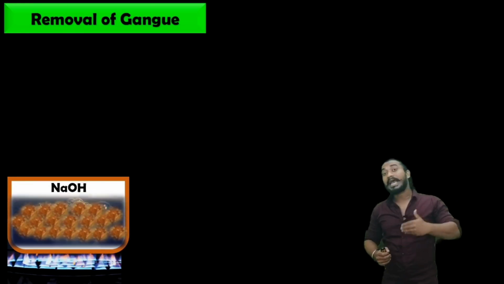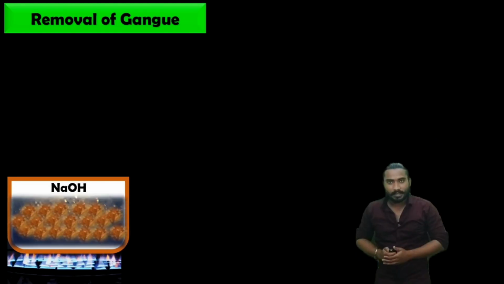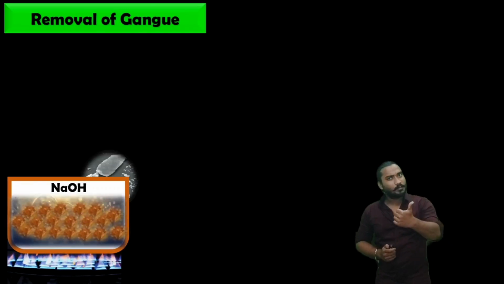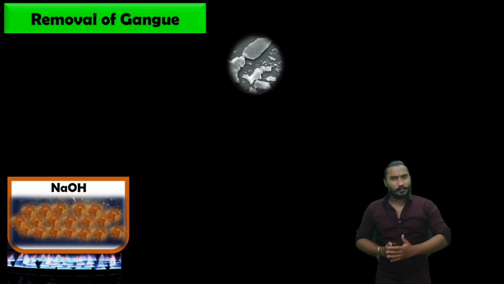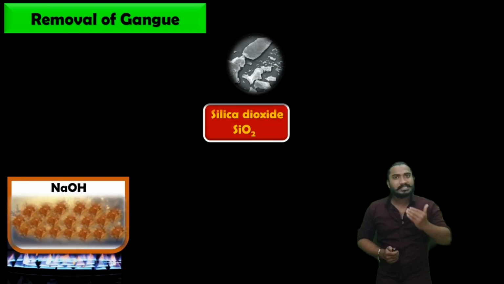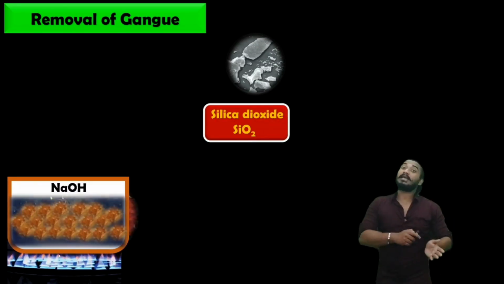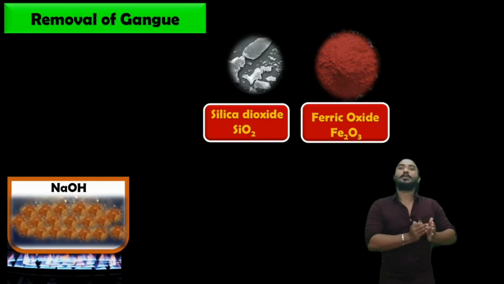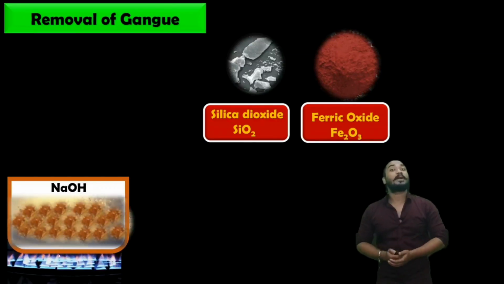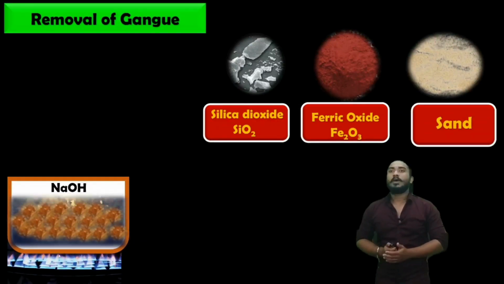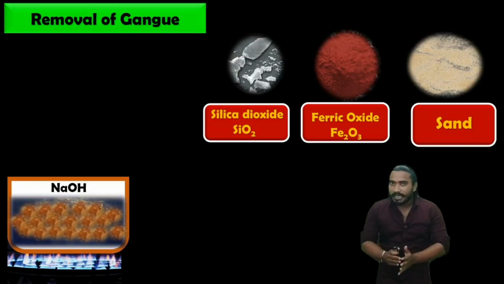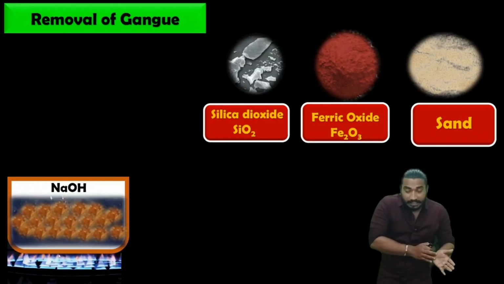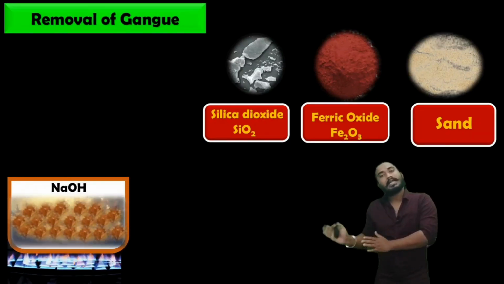Let us understand how the gangue particles are removed completely. If you try to recollect, there were three different gangue particles. The first gangue particle was silica dioxide. What was the formula for silica dioxide? It was SiO2. The second gangue particle was ferric oxide. The formula for ferric oxide is Fe2O3. And the third gangue particle was sand. Now what we did, we crushed that mineral bauxite and added it into the tank. That means along with that bauxite, even these gangue particles will get added in the tank.